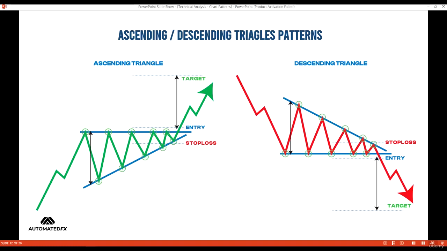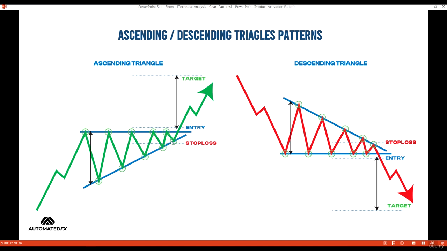In this lecture, we're going to be learning about ascending and descending triangles. Ascending and descending triangular patterns. Now, these are similar to your right angle triangle, left angle triangle, or whatever you call them from your mathematical class. Unlike your symmetrical triangle, which we learned in the last video, these ones tend to have a flat angle here.